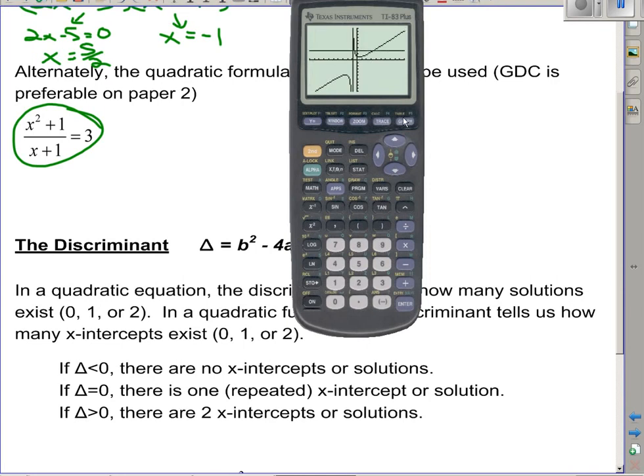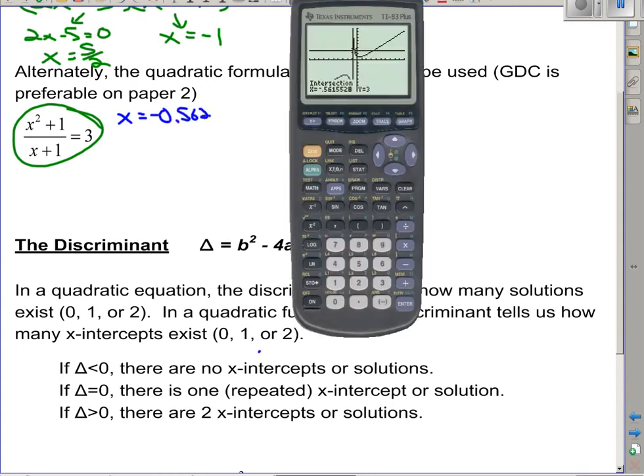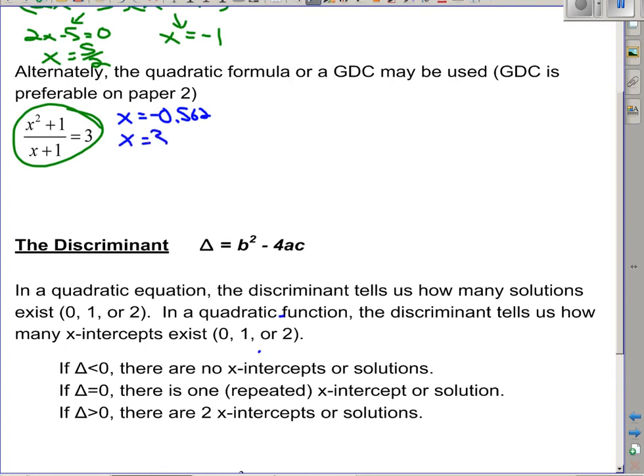Looks like there are 2 of them. Second calc. Intersect. First curve, second curve. There's a solution at negative 0.562. And you might want to show a little sketch of your graph to back up your method. There looks like there's another point of intersection around x equals 3. And there we go, 3.562. Or, to 3 sig figs, just 3.56.